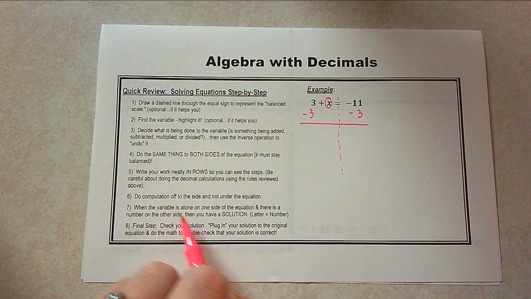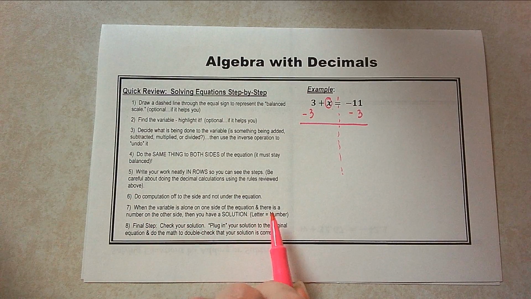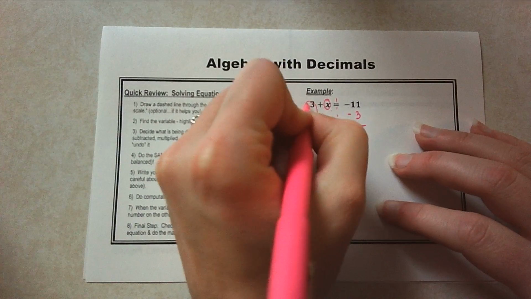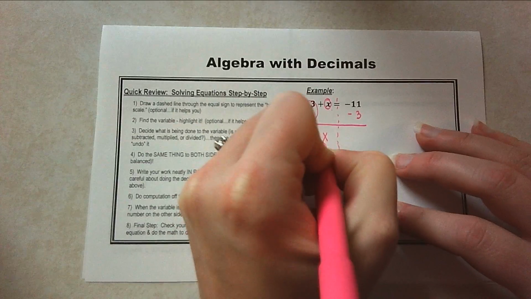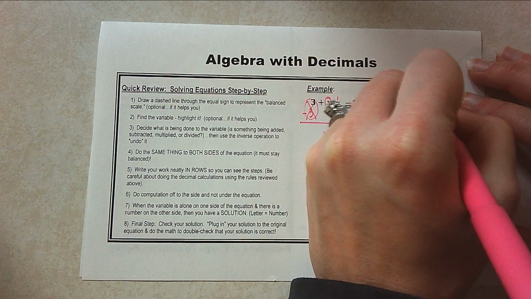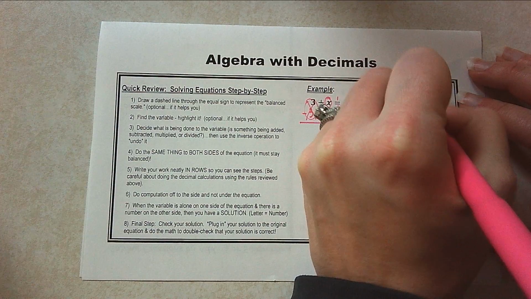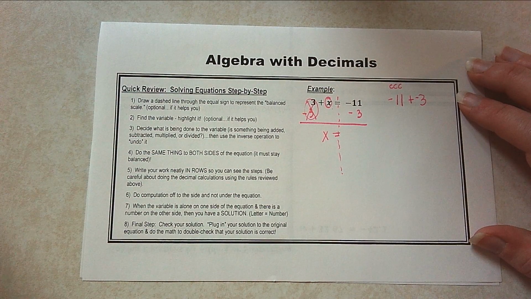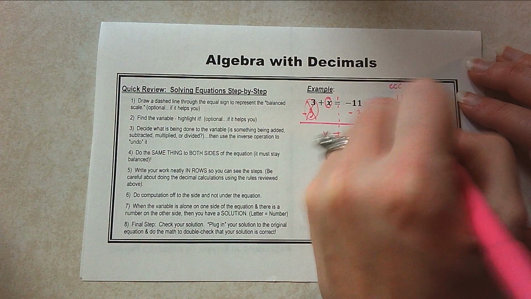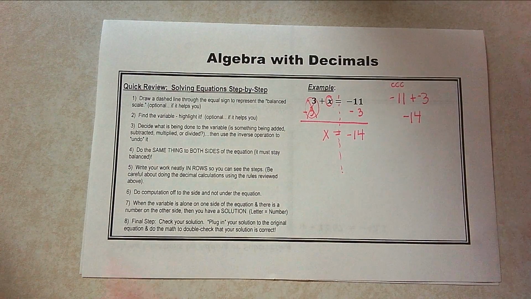When the variable is alone on one side of the equation and there's a number on the other side, then you have a solution. A letter equals a number. So let's get to that point right now. 3 minus 3 is 0. These cancel out, and I'm left with just x, just a variable on this side. And negative 11 minus 3, when I have a minus sign, I'm going to copy, change, change. And same signs add and keep. So 11 plus 3 is 14. Keep my negative sign, and x is equal to negative 14.